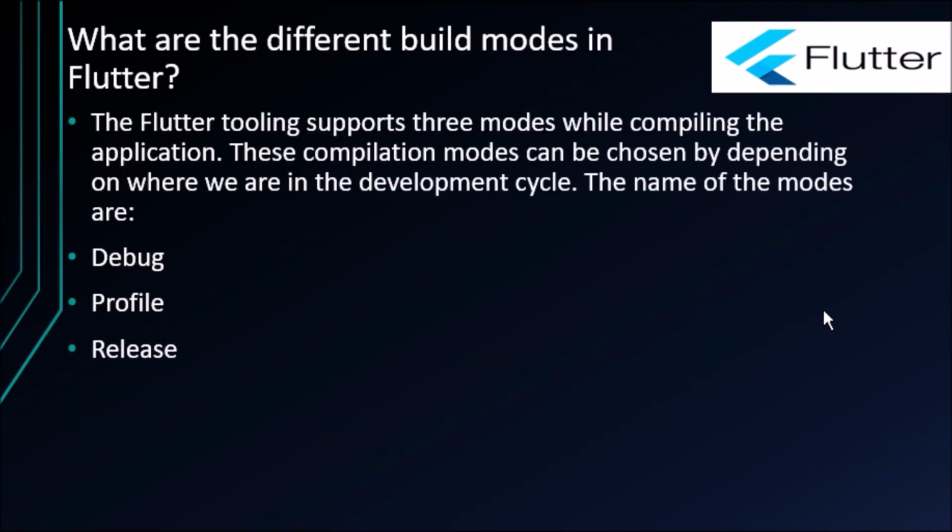Next question, what are the different build modes in Flutter? Answer. The Flutter tooling supports three modes while compiling the application. These compilation modes can be chosen depending on where we are in the development cycle. And the names of the modes are, first one debug, second one profile, and third one release respectively. These are the different build modes in Flutter.